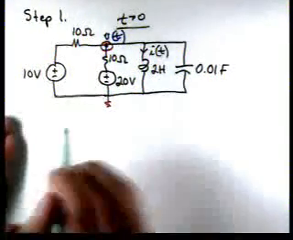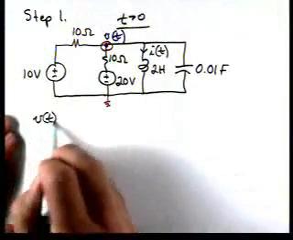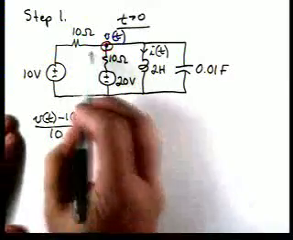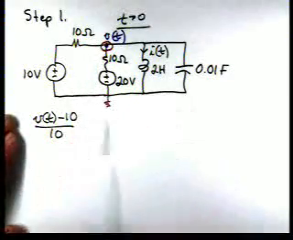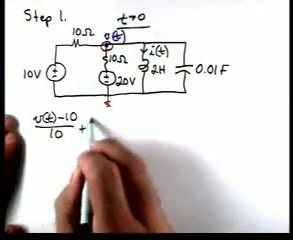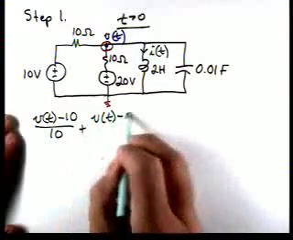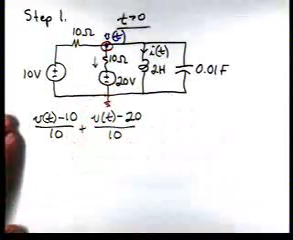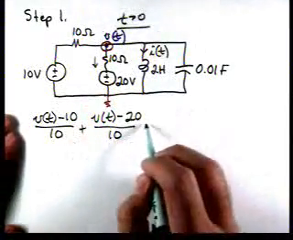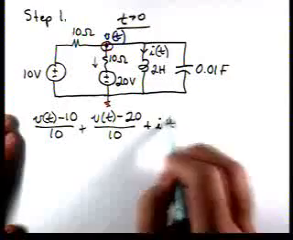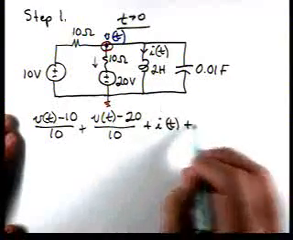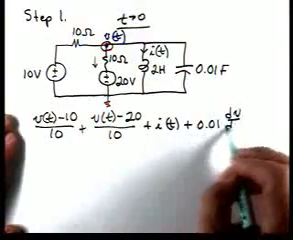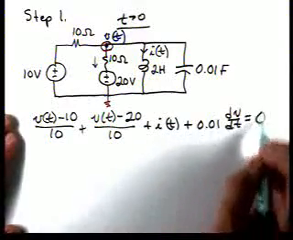If we do that, we'll have V of t minus 10 over 10. That's the current leaving through this direction. And then we'll have V of t minus 20 over 10. That's the current coming down this way. Then we'll have just I of t, it's this current, and then the current through the capacitor over here will be 0.01 dV dt. And that's equal to 0.